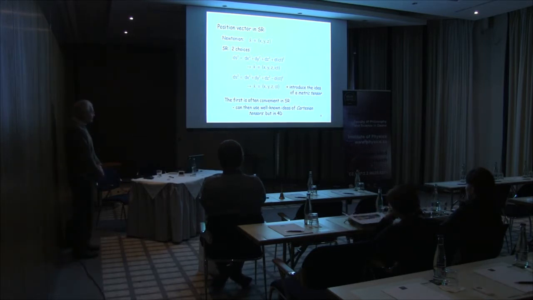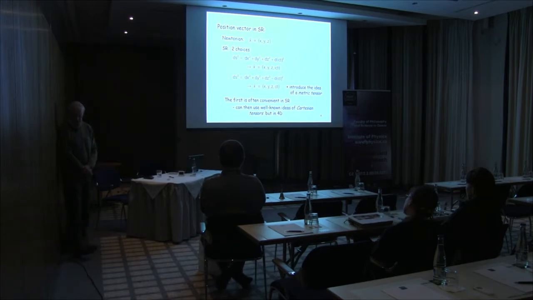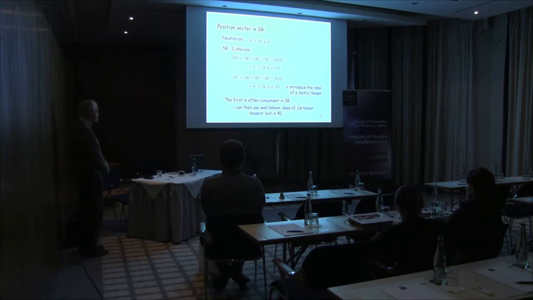It means that I already have to introduce the idea of a metric tensor. The coefficients that come in front of the dx squared, dy squared, dz squared, dt squared, I have to keep track of the fact that I have plus 1, plus 1, plus 1, minus 1 there. So I already need to have the g_ij, the metric tensor. The first of these is very often convenient in special relativity because you can then use the well-known ideas of classical Cartesian tensors and just put it into 4 dimensions. And we'll see in a minute an example where this is particularly useful.